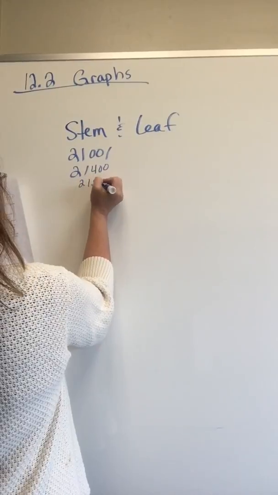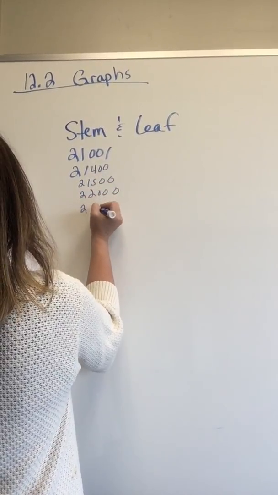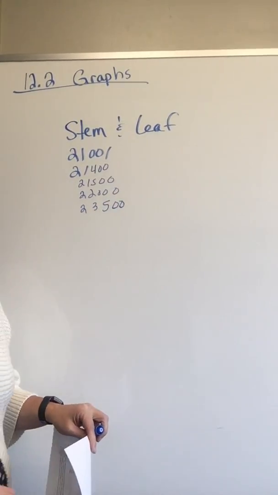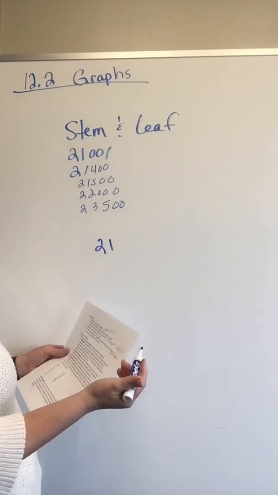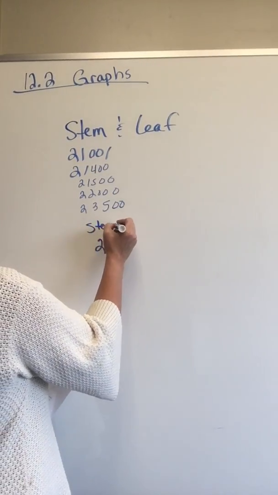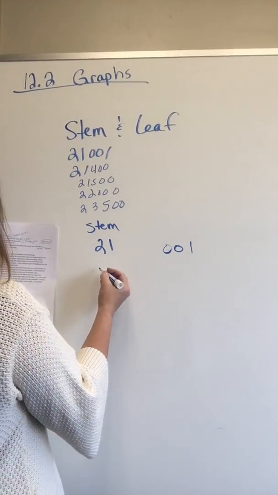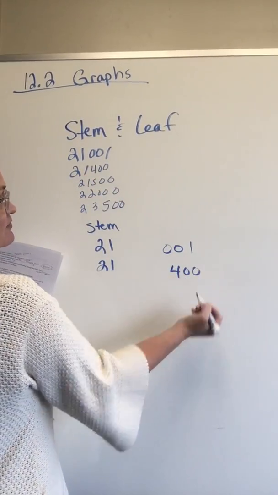21,400, 21,500. Somebody made 22,000 exactly, and then 23,500. So just to show you how that would look on a stem and leaf, we would put maybe the 21 as the stem of it. And then for the leaf over here, we would say 001. Then we would put 21 in front, and maybe the leaf would be the 400.